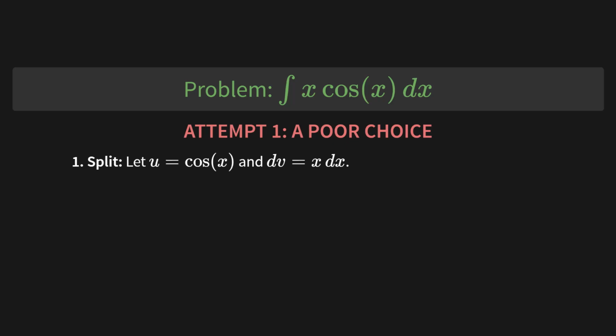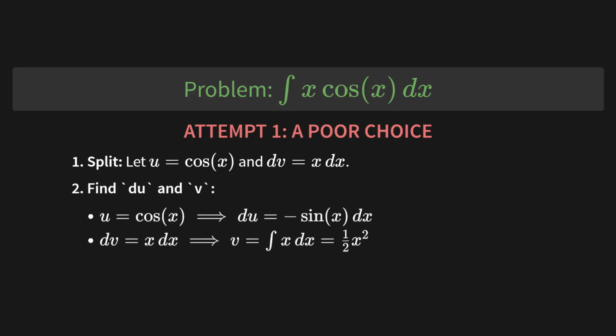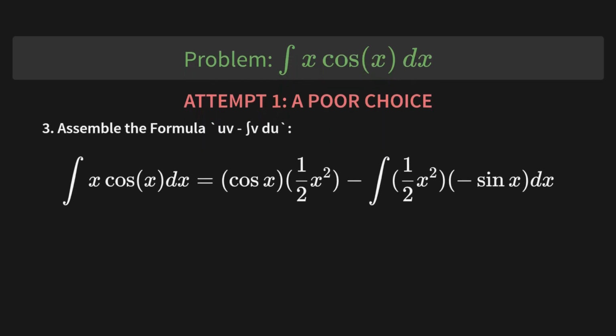Step 1, split it. Let's try u equals cosine of x and dv equals x dx. Step 2, find du and v. If u is cosine x, then du is negative sine x dx. And if dv is x dx, we integrate that to get v equals 1/2 x squared. Alright, step 3. Assemble the formula. uv minus the integral of v du.